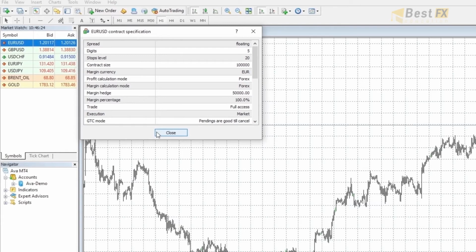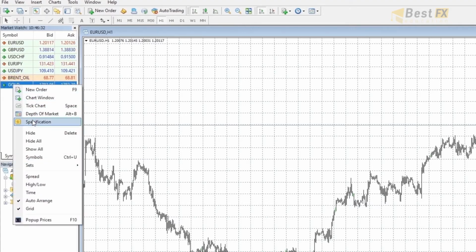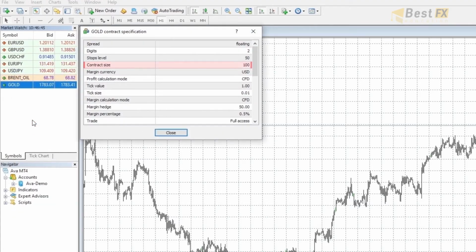Let's look at the values in our broker. Let's try to understand the amount of units specified in 1 lot of gold. We right-click on gold and open the specification tab. As you see, 100 is written in the contract size and the base currency is defined as gold. We understand that there are 100 ounces of gold in one lot.